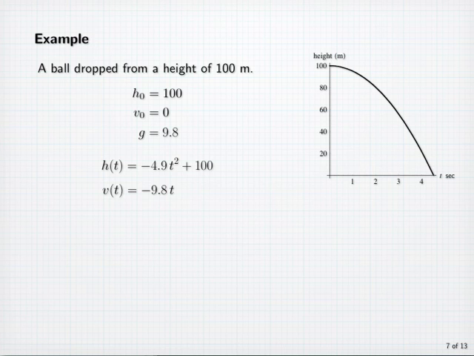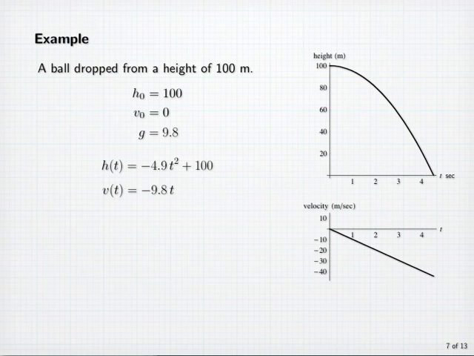Here's the graph of the height function over the time interval when the height is greater than or equal to 0. In other words, up to the time when the ball hits the ground. Here's the graph of the velocity function, minus 9.8 t. Notice that the velocity is always negative, corresponding to the fact that the ball is always falling. Let's look at a little animation that traces the graph as the ball falls.